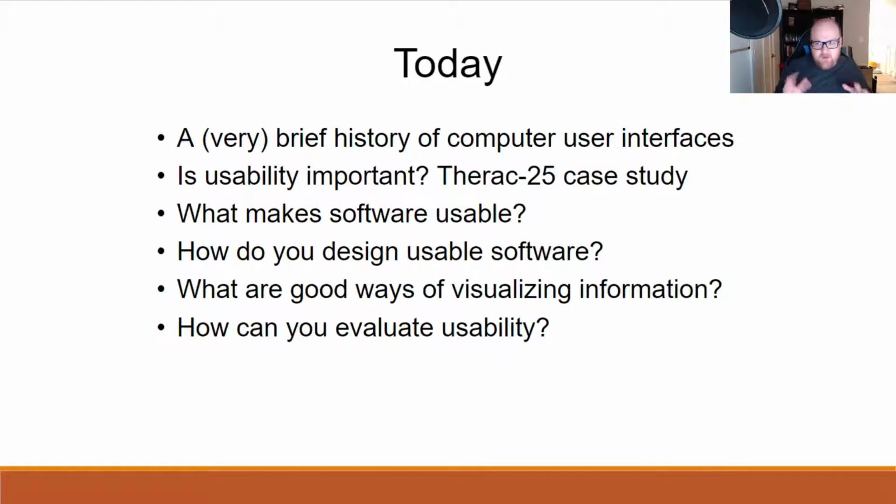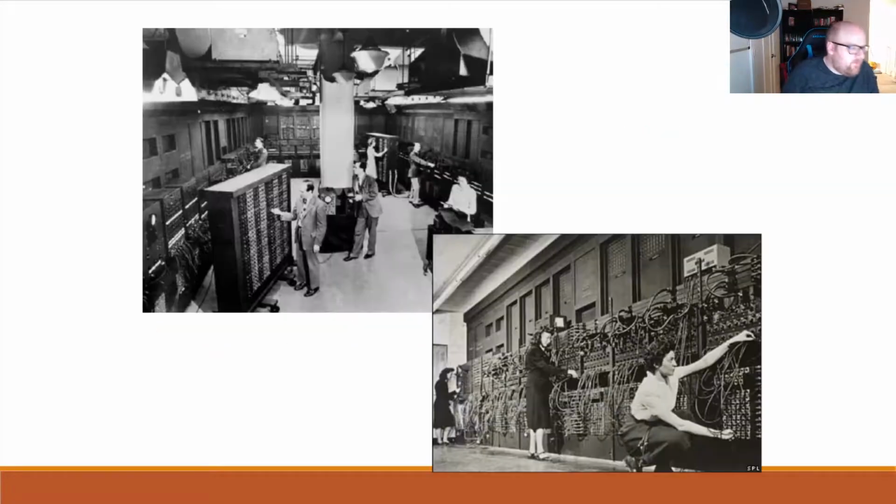So I'm going to give a very brief history of computer user interfaces. We're then going to talk about the Therac 25 test case and how a failure in usability actually did, in fact, lead to human death. We're going to then look a little bit into the design of everyday things and then translate that into the design of software. So first, the earliest computers were very much not usable.